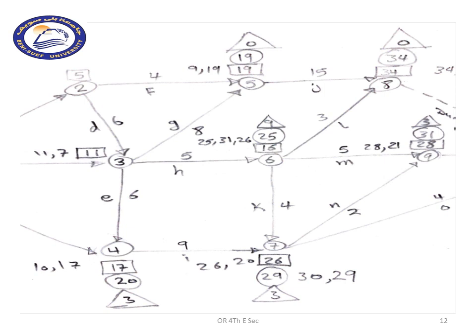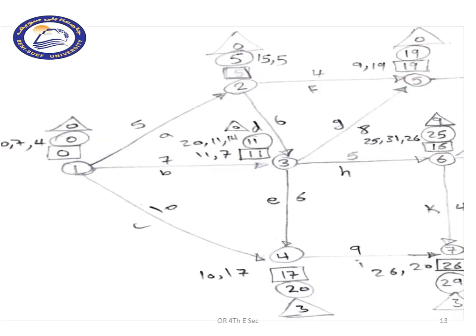Going now to node number 3, we will calculate the times given by the arrows. Here we have 3 activities, G, H, and E, giving times back to node number 3. So it is 19 minus 8 and 25 minus 5 and 20 minus 6, which will give us 20 and 11 and 14. To compare between these times, we will select 11 to be the lowest amount with a slack of 0 that is written in the triangle, as you can see.